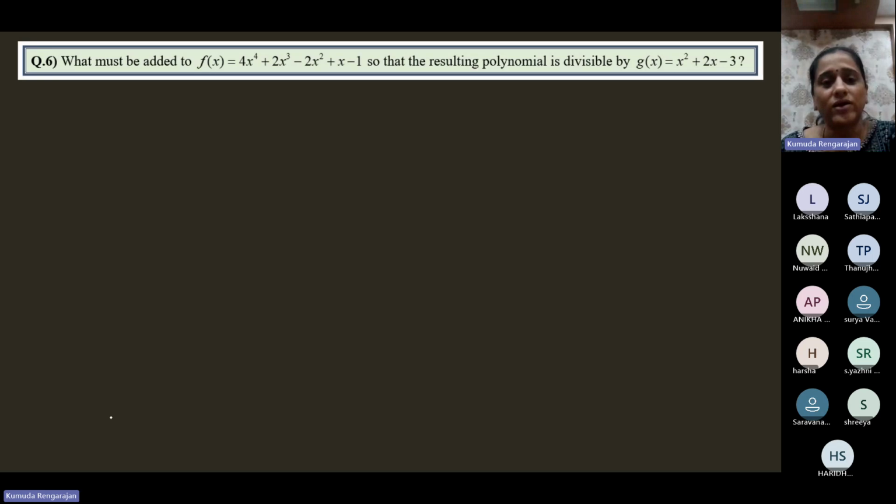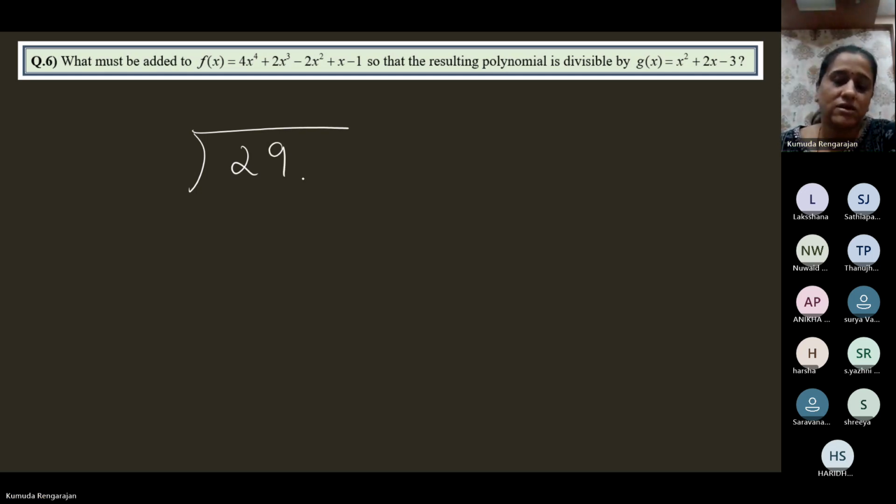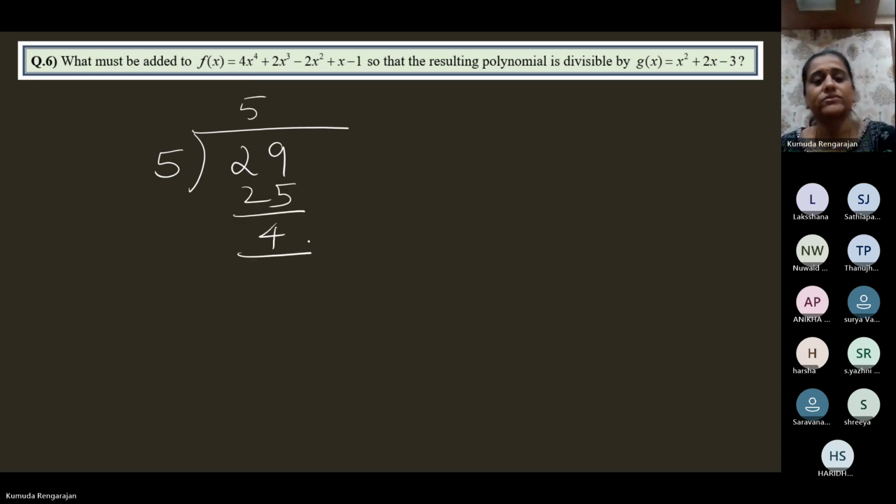What must be added to f of x so that the resulting polynomial is divisible by g of x? Now see here. Say we have 29. When you divide 29 by 5, 5 5s are 25, 4 is the remainder.